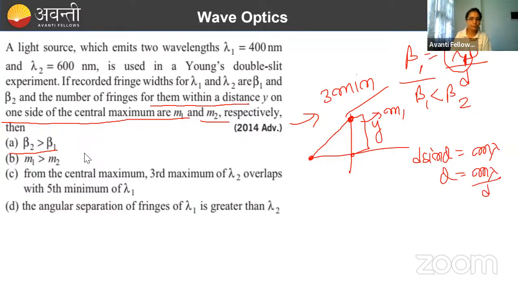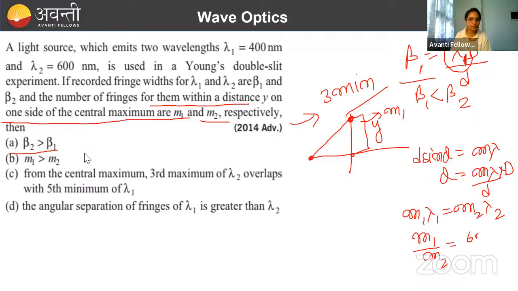M lambda by d. Done. So this linear distance will be equal to m lambda by d. Now you just equate this linear distance for both. That will be the same. So m1 lambda 1 will be equal to m2 lambda 2. Now you just see, m1 by m2 is how much? Lambda 2 by lambda 1.